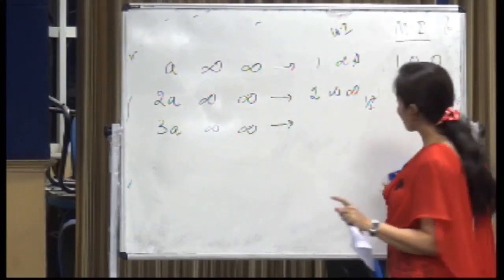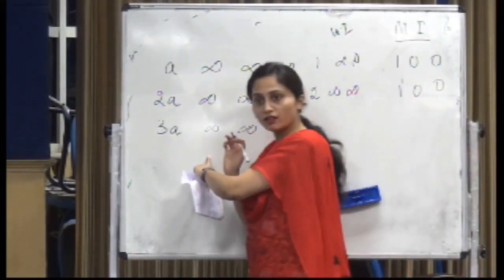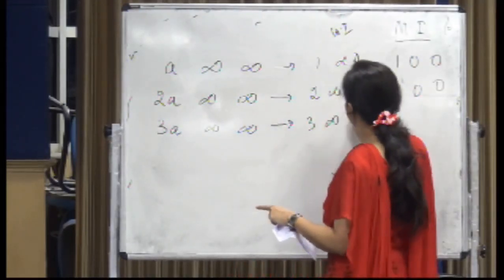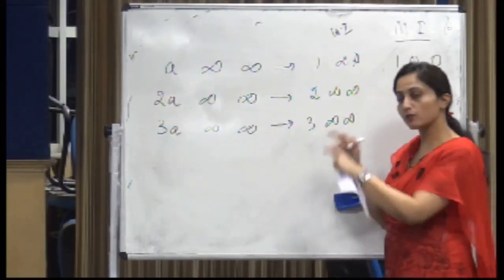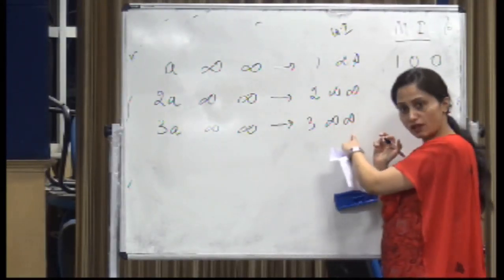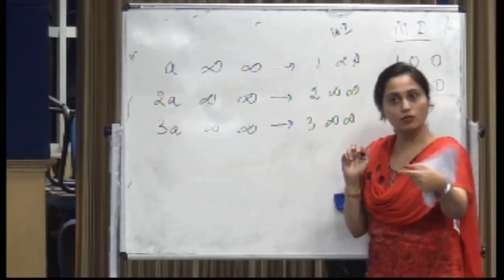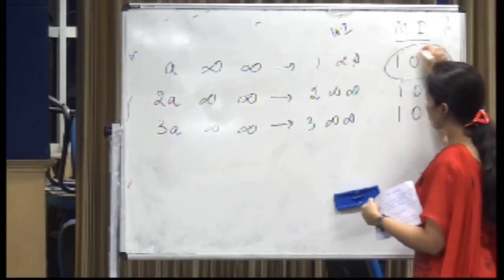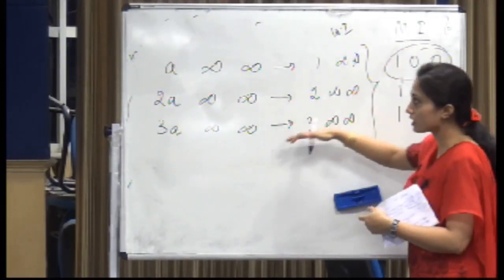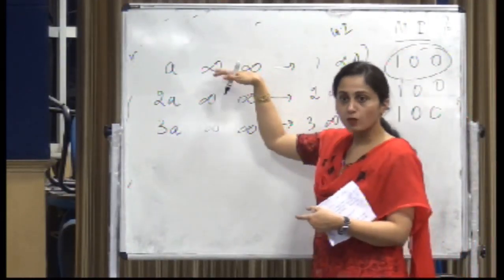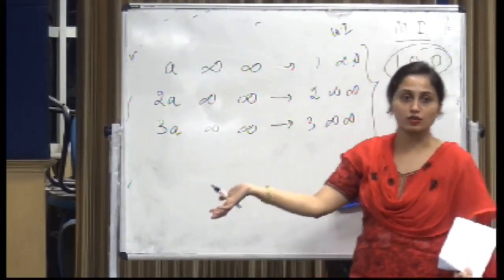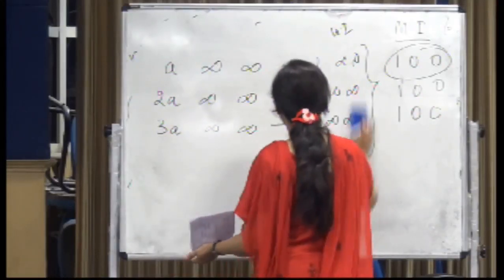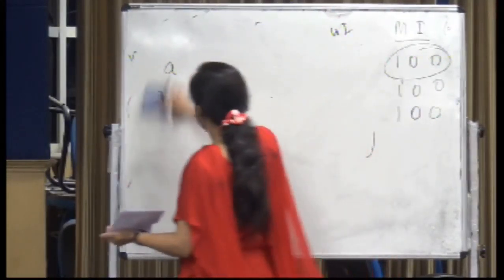Okay, understood? Now if I am talking about the third plane, which was also parallel to it, 3a, that will be 3 infinity infinity. Now we will take its reciprocal, that will be 1 by 3, 1 by infinity, 1 by infinity. LCM is 3, we will multiply by it, so again it will be 1 0 0. So can you see this 1 0 0 is a representation of a set of parallel planes, one of which we are considering to be passing through the origin. Understood?